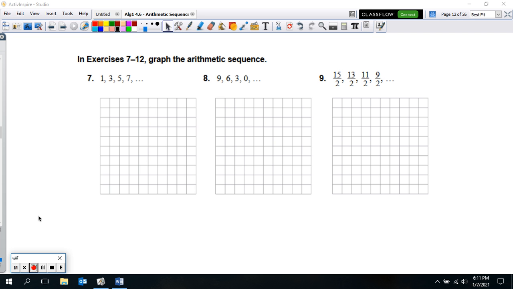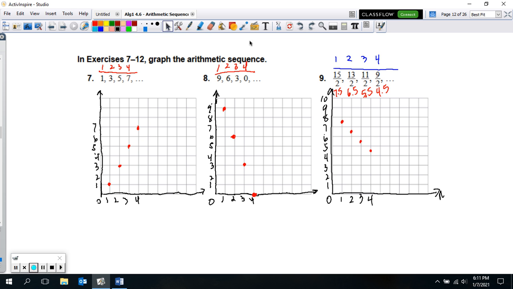All right, hopefully you've finished 7, 9, and 11. Let's go ahead and check your answers. Just check to see if you got these correctly done. So here's what you should have for 7. So your L graph 1 through 4, 1 through 7 is what you really need, and then there's where your points should be: a 1, 1, a 2, 3, a 3, 5, and a 4, 7.